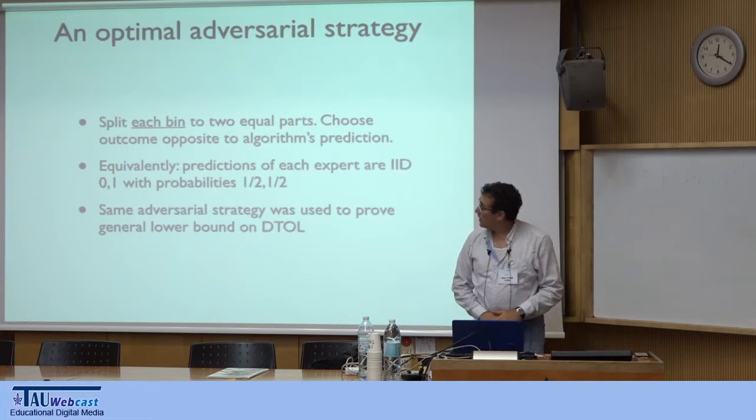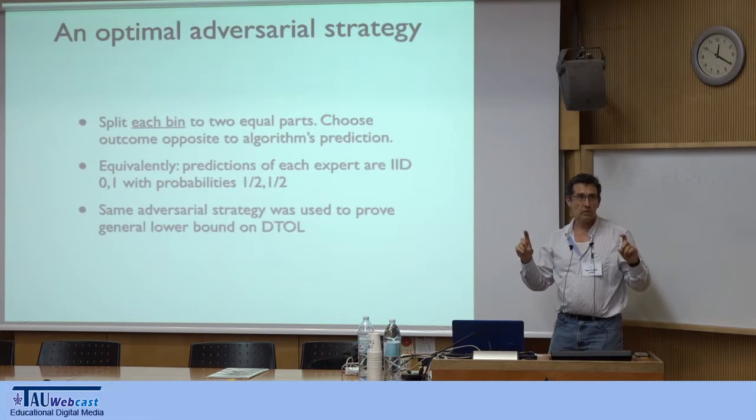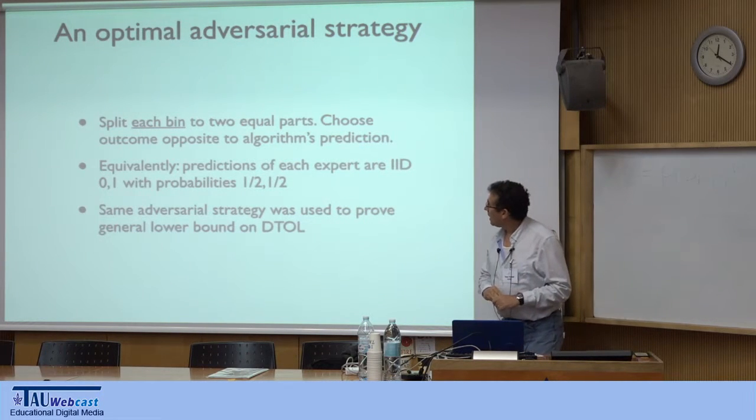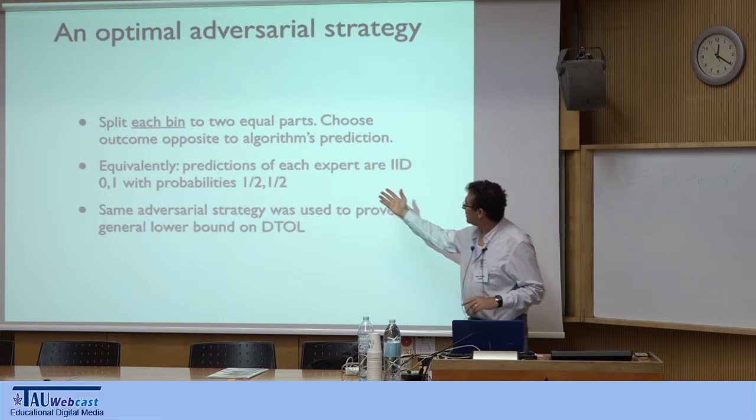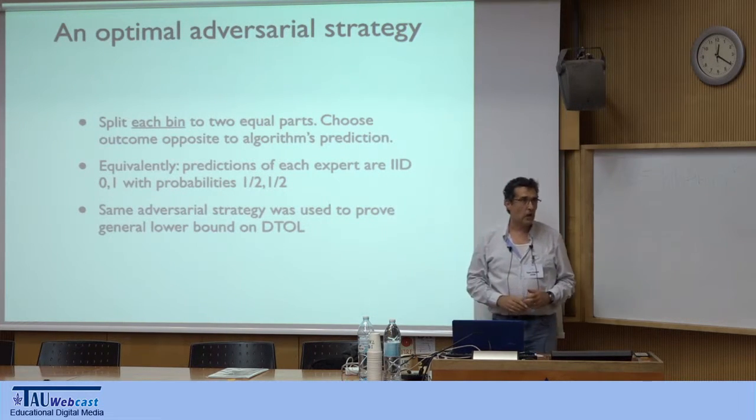And it turns out to be to split each bin into 2 equal parts. Okay? Or equivalently, this is the same as the prediction of each expert being random 0, 1.